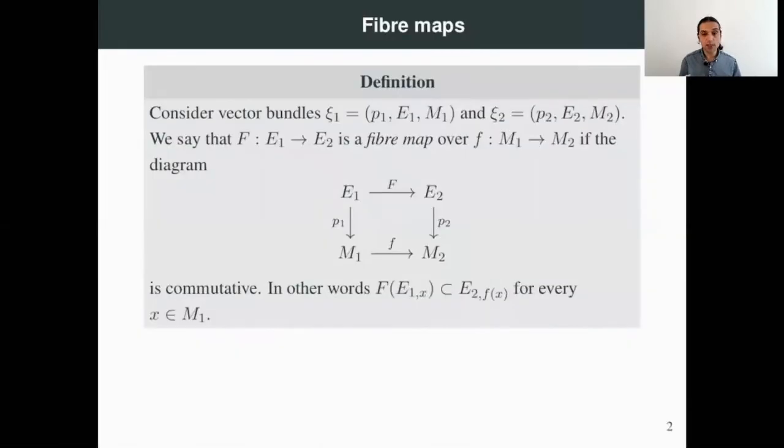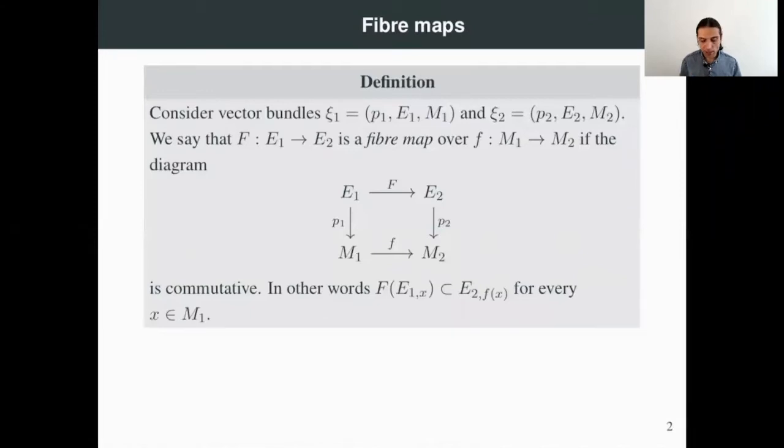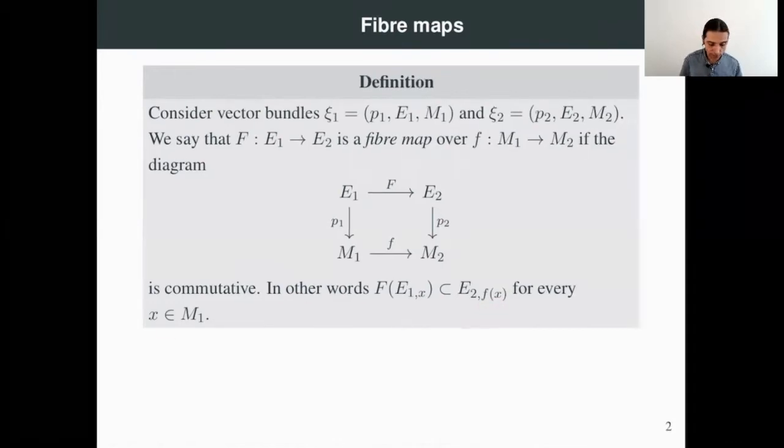In particular, it means that the image by this capital F of a fiber for the first vector bundle is contained in a fiber for the second vector bundle. And indeed, the image of the fiber over X for the first vector bundle by capital F is contained in the fiber for the second vector bundle associated to the point small f of X, okay? And this happens for every X.